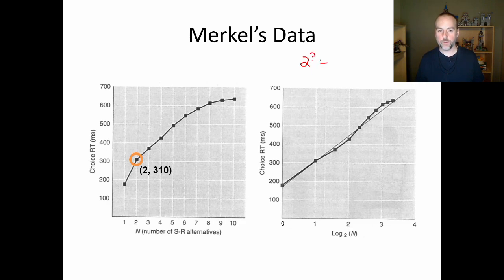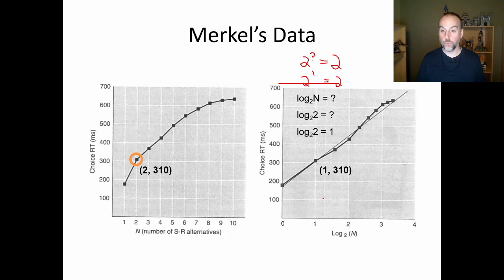2 to the power of what equals 2? Well, we know it's going to be 2 to the power of 1 equals 2. So we're solving this log, and we know the answer is 1, because the exponent here was 1. So this point goes from being 2, 310 to 1, 310. So the second point goes from here to here.